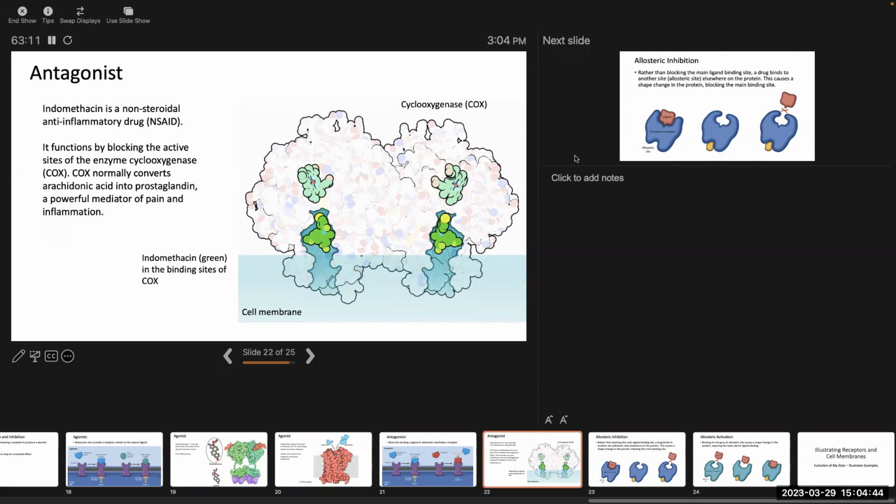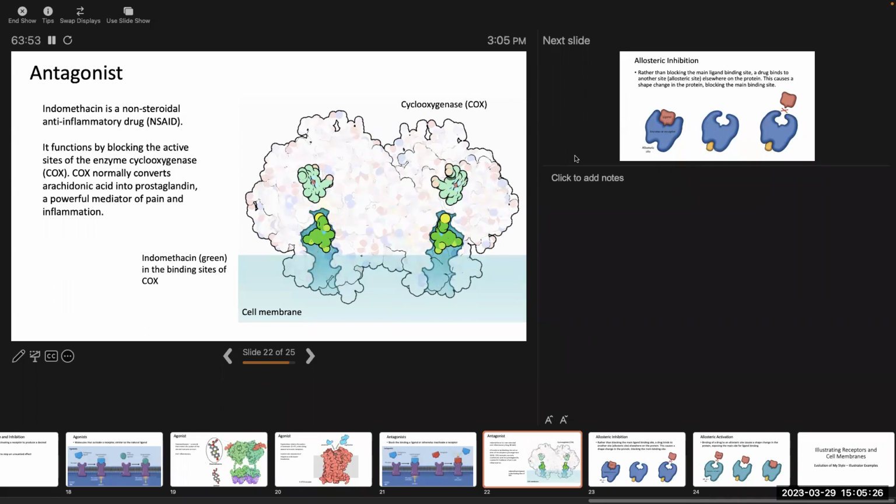So there are many drugs known as non-steroidal anti-inflammatory drugs that function by blocking the binding site of cyclooxygenase. In this case, there's a drug called indomethacin, shown in that bright green, that's actually binding to the binding sites of cyclooxygenase, which is then going to prevent arachidonic acid from binding there. So it's going to prevent the conversion of arachidonic acid into prostaglandin.